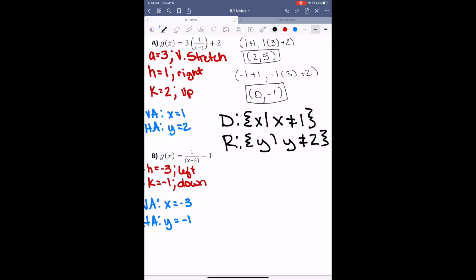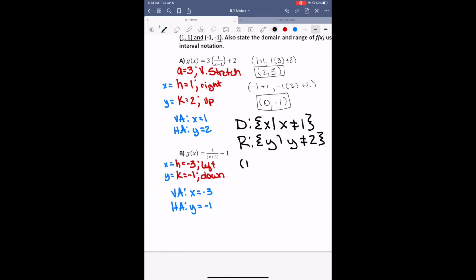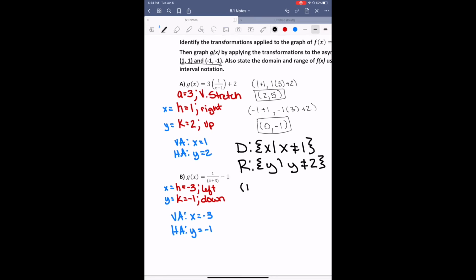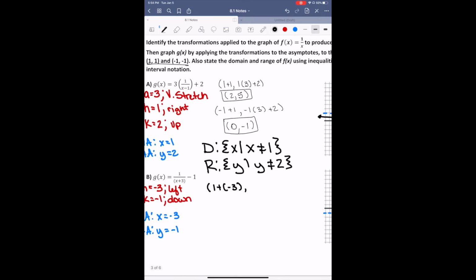So, once again, we're going to start with (1, 1). And remember, it's x plus h. So, x plus -3. And y times a, which in this case, a is just 1. It's not going to change it. Plus k, which is -1. Simplify. 1 plus -3 is -2. 1 times 1 plus -1 is 0. So we have a point at (-2, 0).